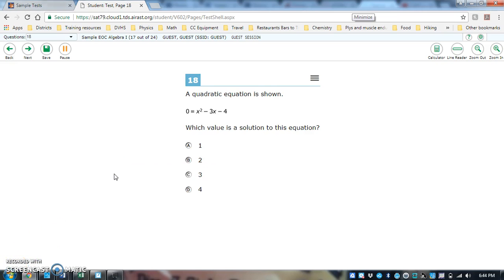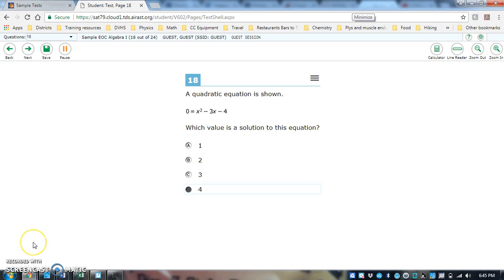All right, a quadratic is shown as 0 is equal to x squared minus 3x minus 4, and we're asked which value is a solution to the equation. Some of us can factor this in our heads. This would be x minus 4 times x plus 1. X plus 1 would give us x equals negative 1. X minus 4 would give us x equals 4. So our answer should be D.